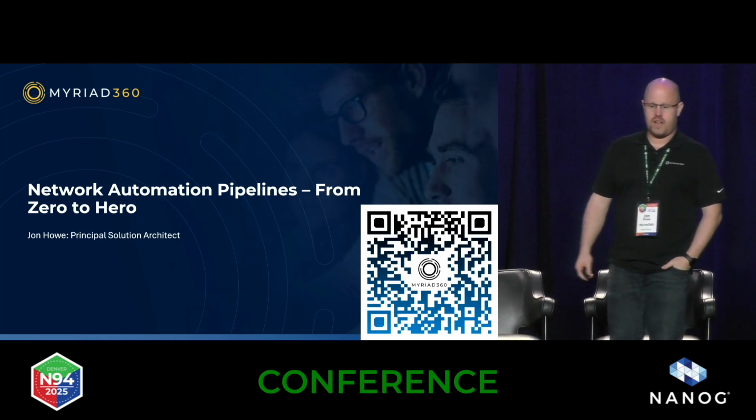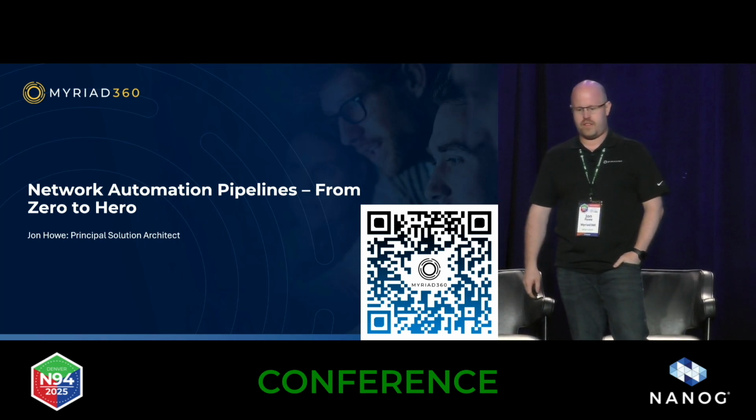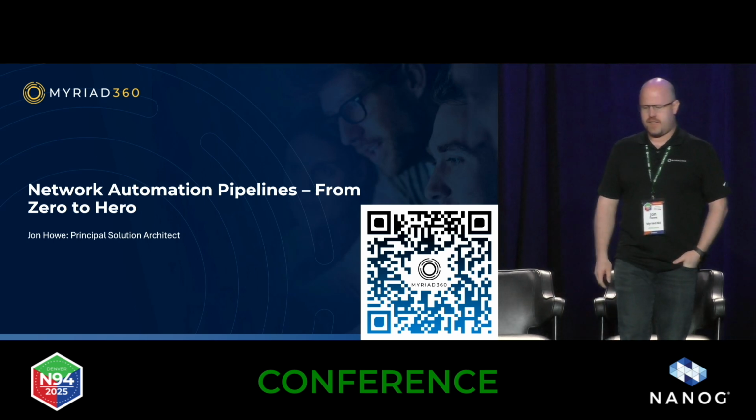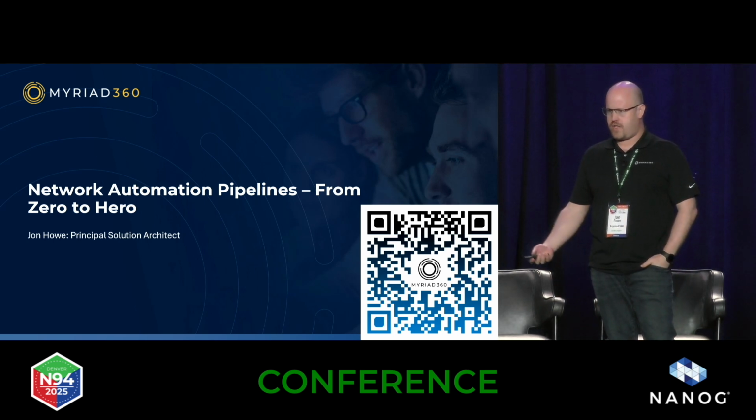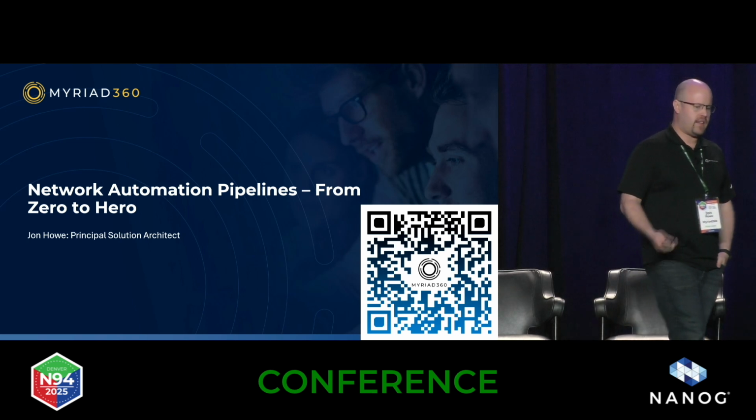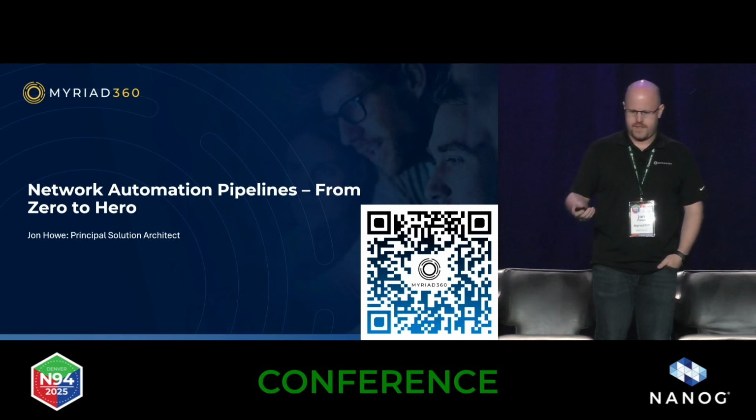My name is John Howe. I am a principal solutions architect with Myriad 360. And today we're going to be talking about network automation, but specifically in the context of using pipelines.